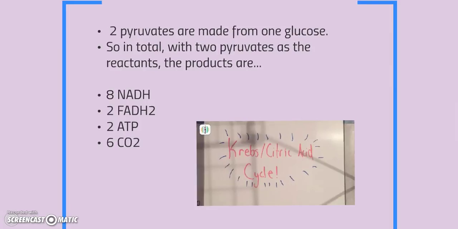So in total, we have 8 NADH produced, 2 FADH2, 2 ATP, and 6 CO2. We want to remember that this cycle is going to go around twice because there are 2 pyruvates per 1 molecule of glucose.